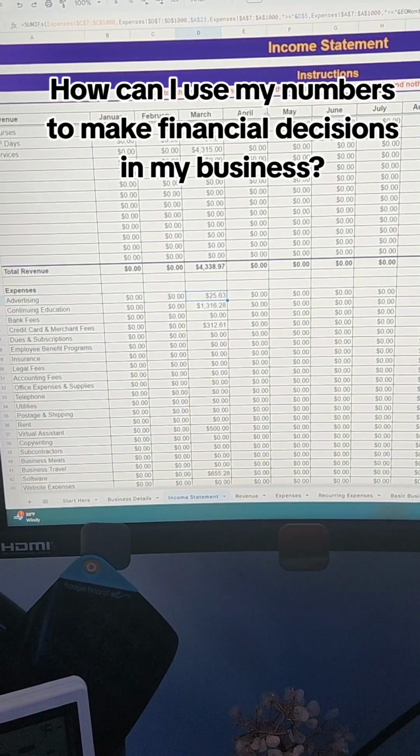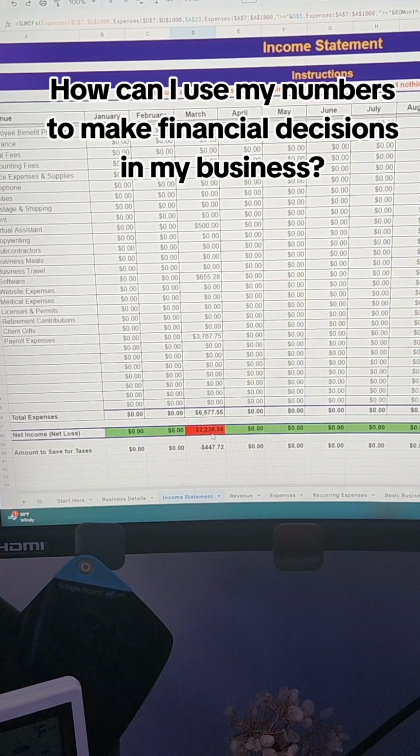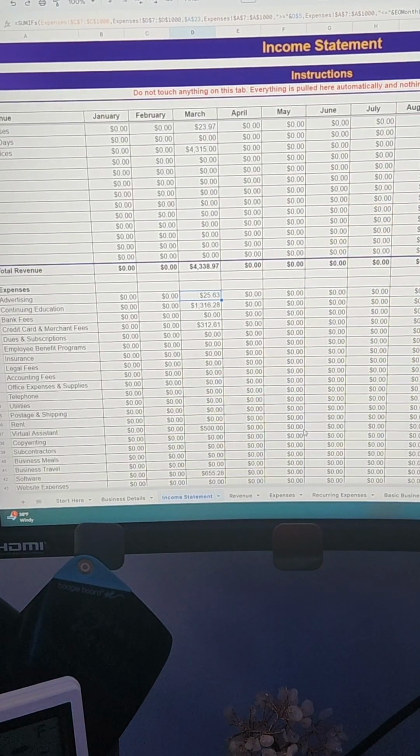Okay, so looking at this income statement here, we are showing a current loss for the month of March of $2,200. So how can you use these numbers here to make better financial decisions in your business?